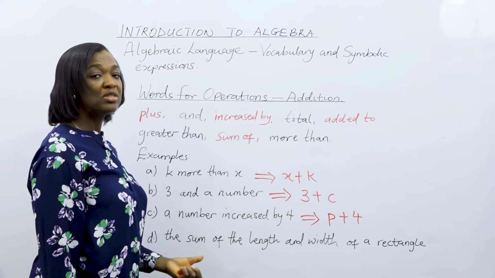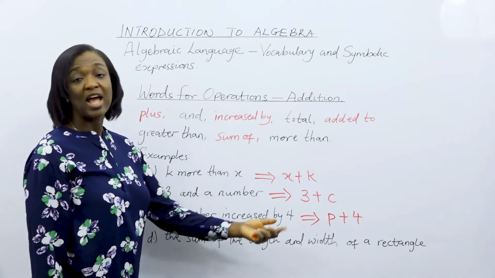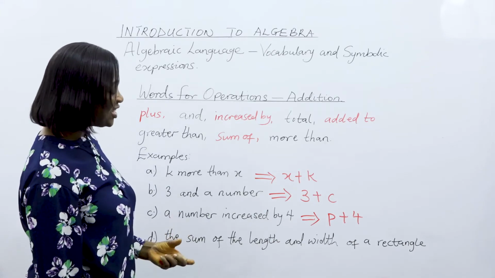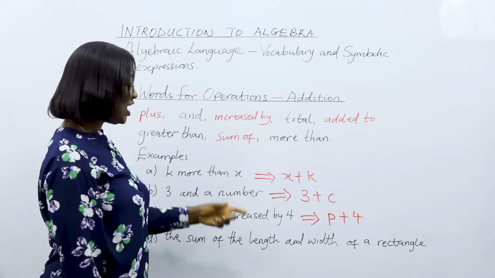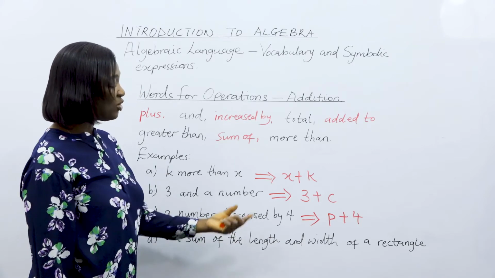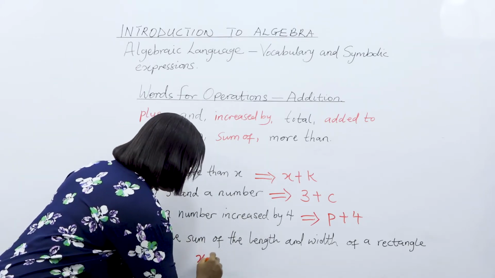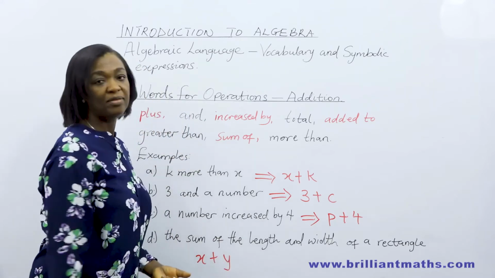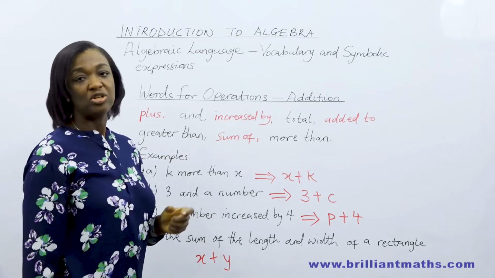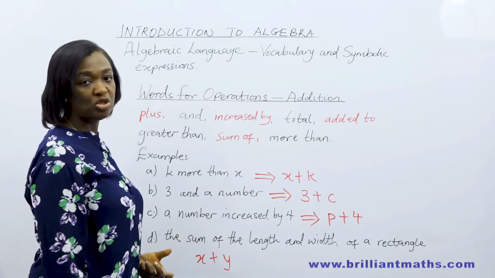The next example is the sum of the length and width of a rectangle. We need to choose letters for the length and the width. We don't know what the length is, we don't know what the width is. So let the length of the rectangle be x and let the width be y. The sum of the length and the width of the rectangle will be x plus y. So these are the words that would mean addition in a word problem involving algebra.